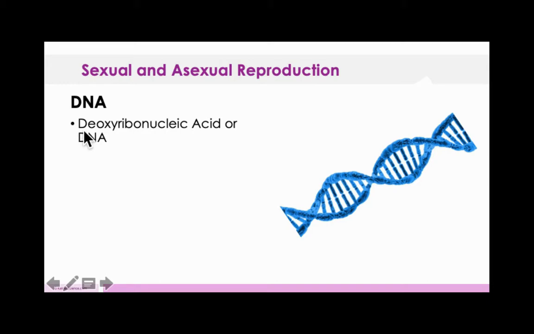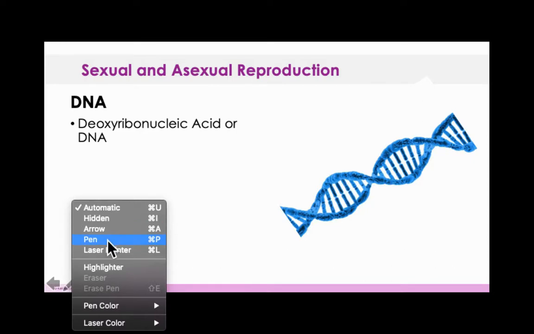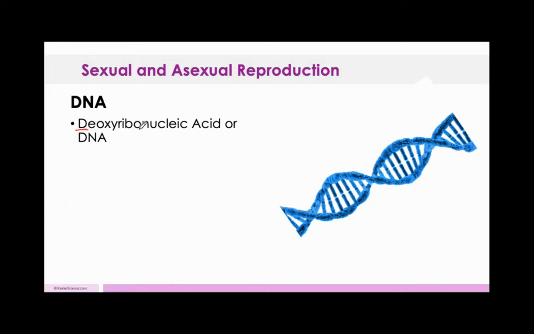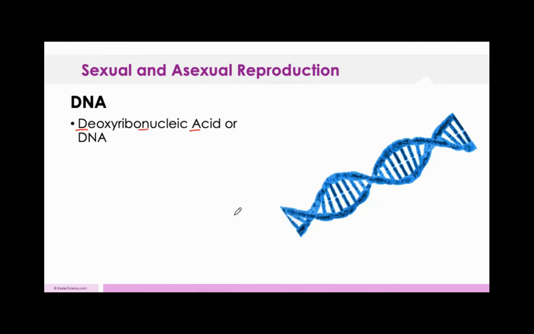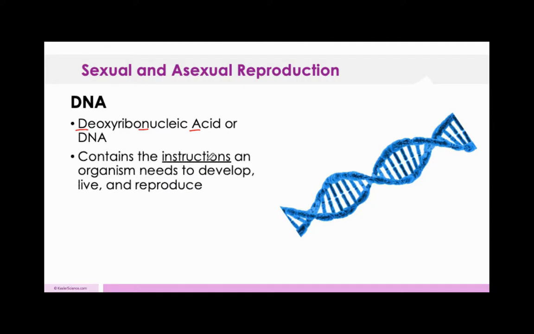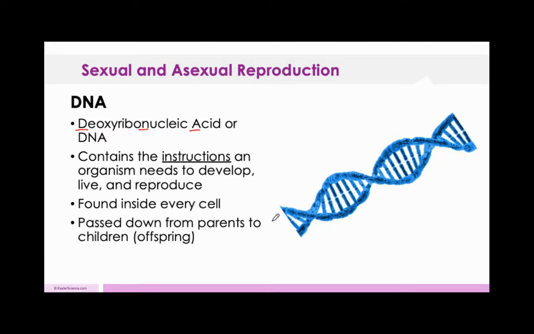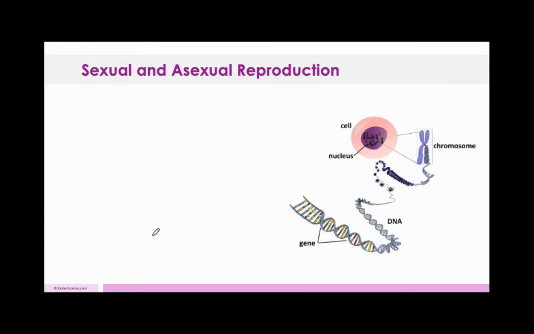DNA stands for deoxyribonucleic acid. If I was to annotate this with a pen, I'd put a D there, an N here, an A here. There's your DNA. Savvy? This contains instructions an organism needs to develop, live, and reproduce. Remember, all of this is made into a chromosome. This is found inside every cell and is passed down from parents to children. From here on out, we are going to refer to children as offspring.